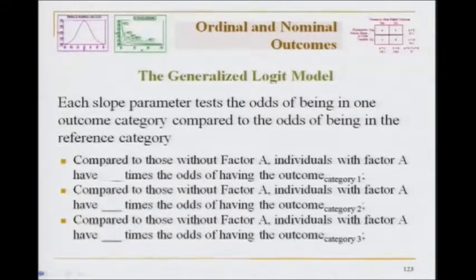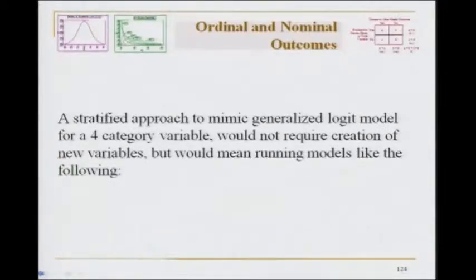So I've tried to say, compared to those without factor A, those with factor A have whatever the beta coefficient, sometimes the odds of having the outcome, but in a particular category. We looked at an example this morning, of having a very low birth weight baby. And then you have to say it again: what are the odds of having a moderately low birth weight baby? So we'll work through some examples and think about that.